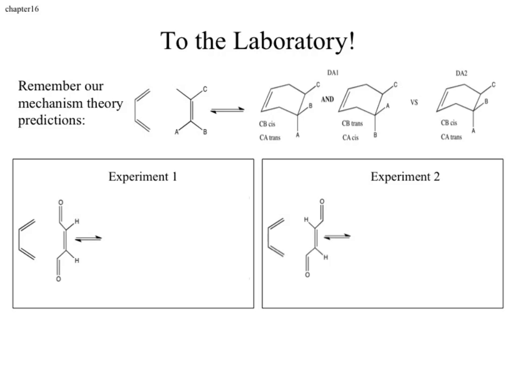Okay, so we'll run experiment 1, where I'm using a what type of dienophile? Cis or trans? It's a cis alkene, and I react that with my diene. The result I get is this structure. Okay? Those 2 groups end up on the same side of the ring. Which mechanism matches that? DA2. We only end up with 1 product.